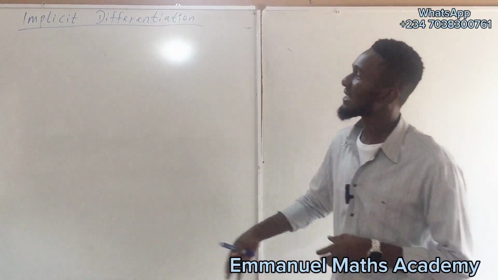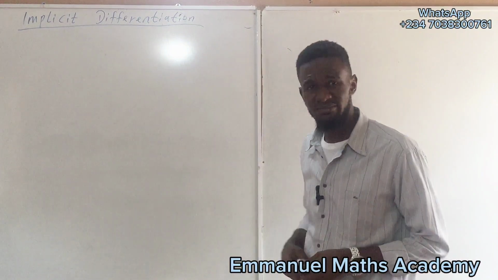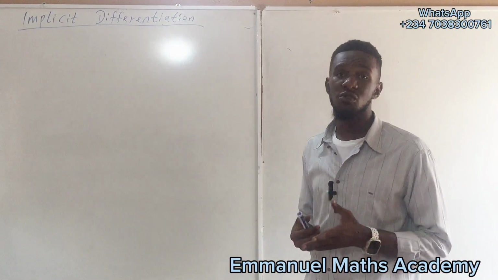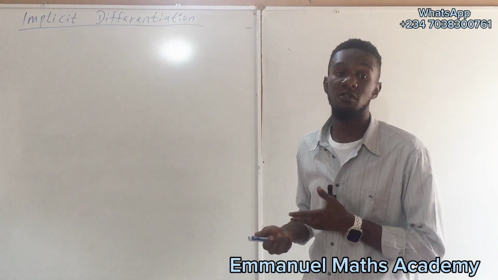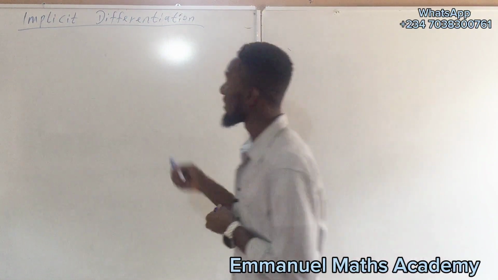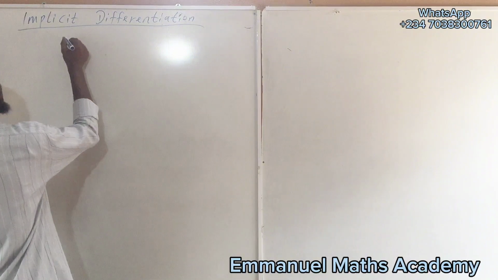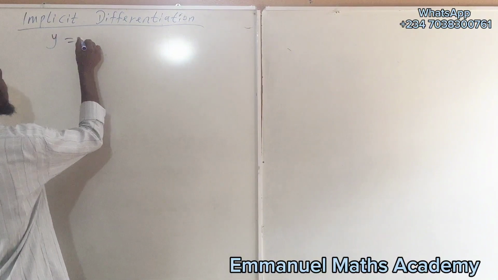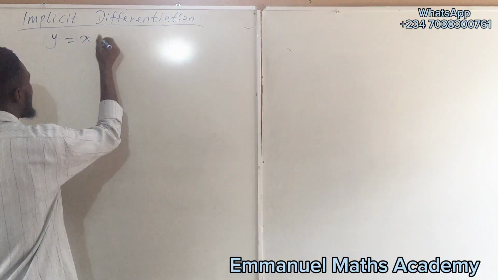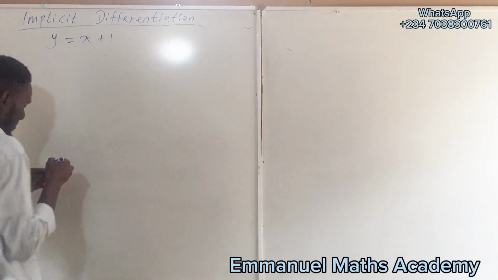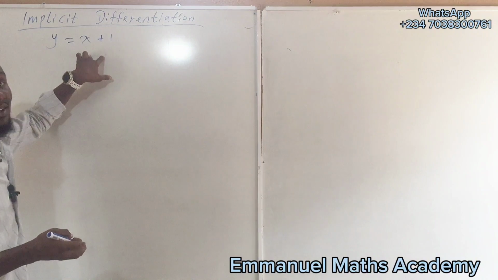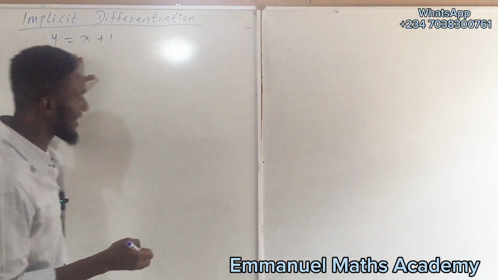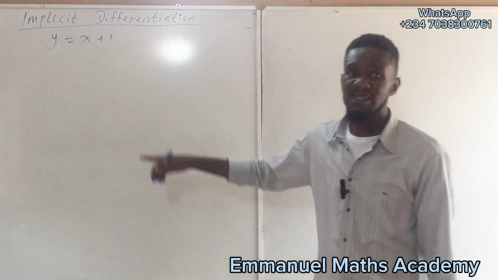So today we'll be looking at implicit differentiation, right? So far, all we have done is explicit form of differentiation. Now look at what I mean. We have done something like y equal to x, or maybe y equal to x plus 1, where we have y on one side and the other variable on the other side. This is in an explicit form, right?